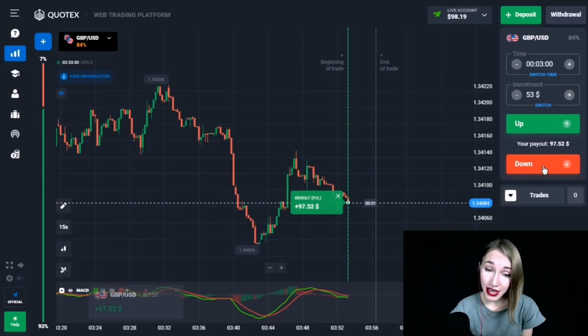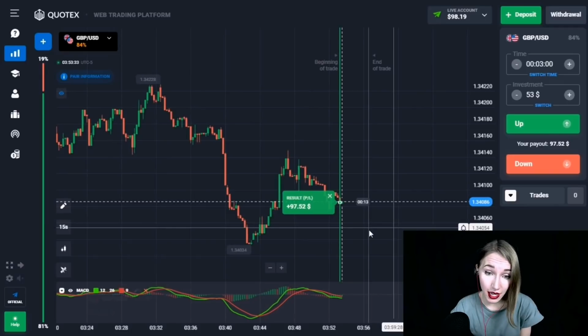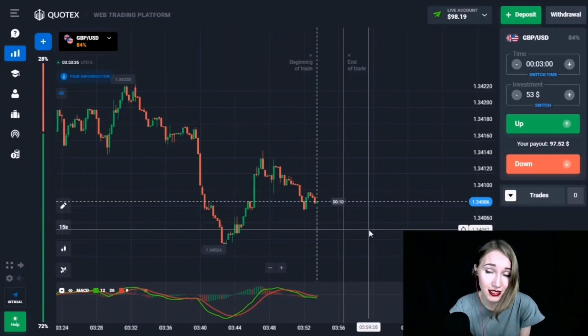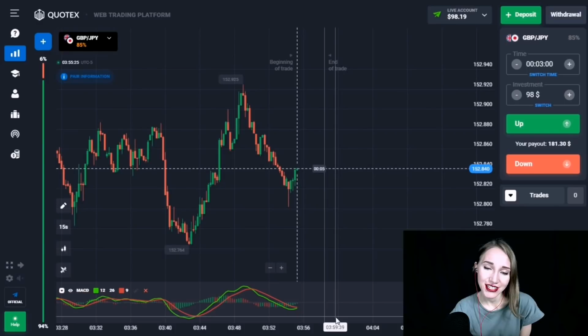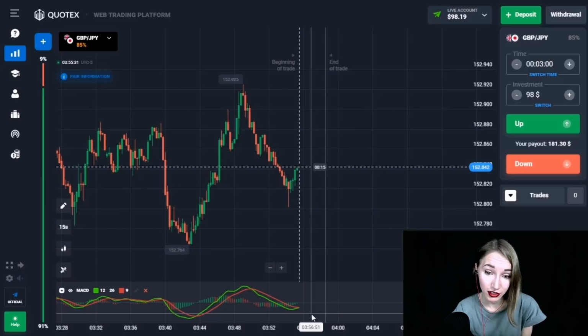Well guys, it's not bad. This indicator again showed us a very good reverse point and we have got our profit. 3 minutes were enough here, so we can keep on trading. So guys, look at this situation, the indicator is showing us that very soon there will be a reverse again.